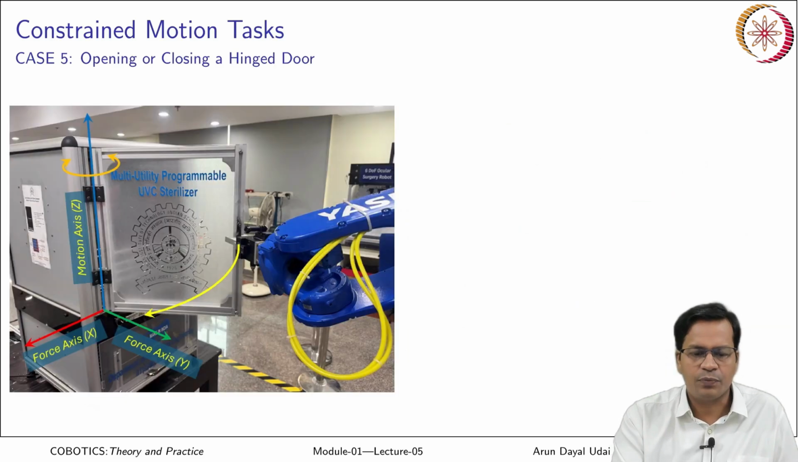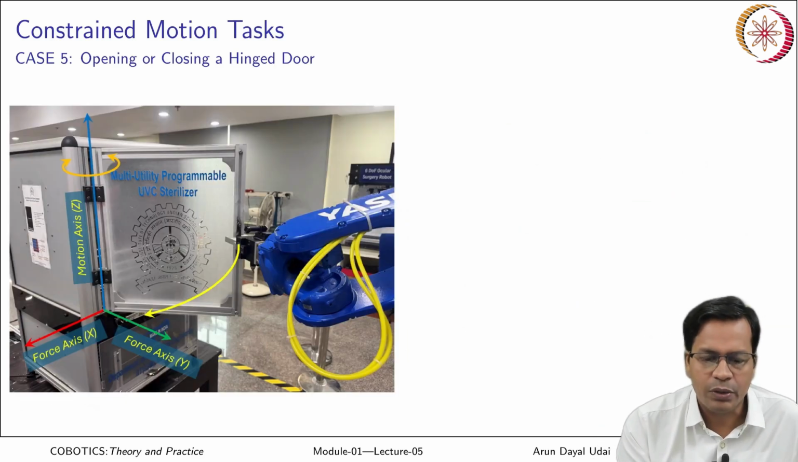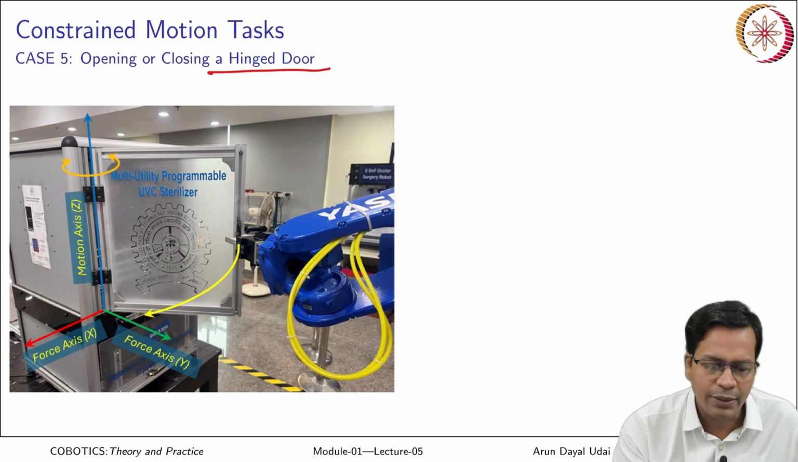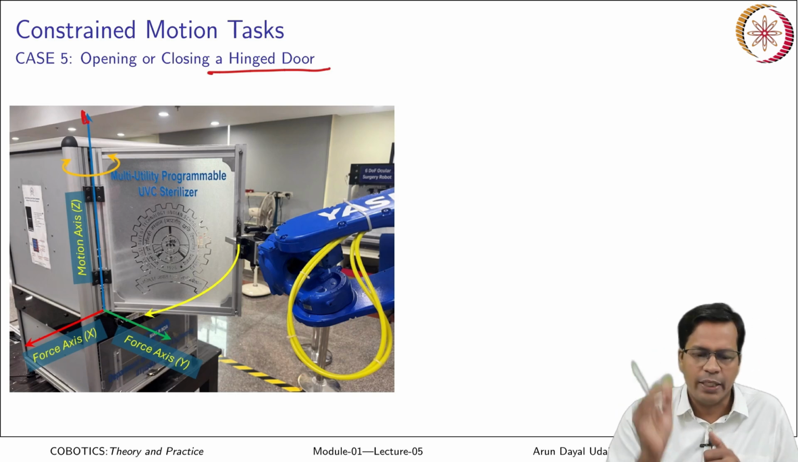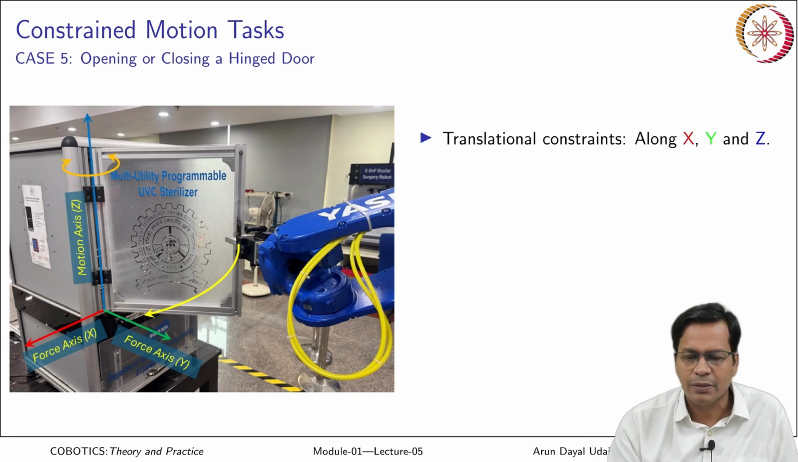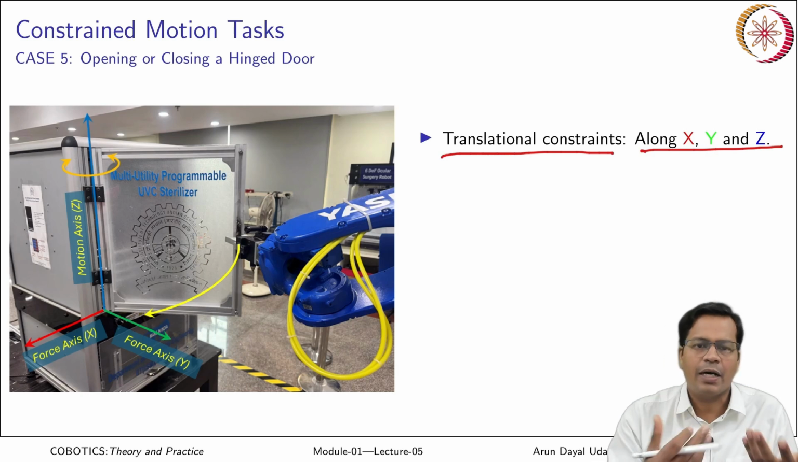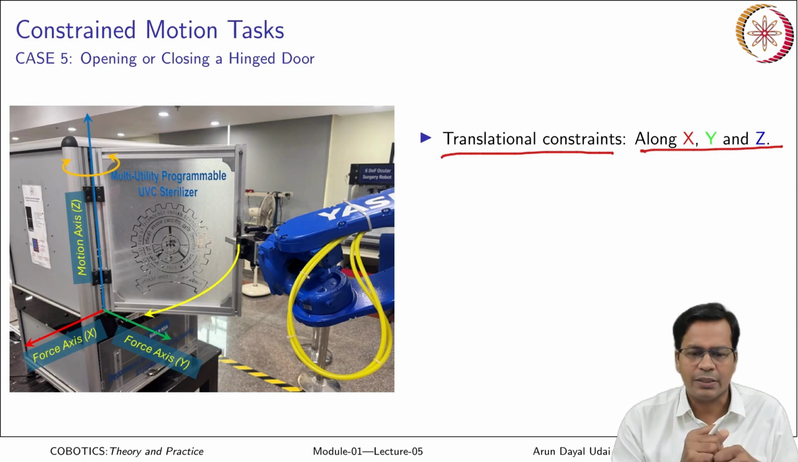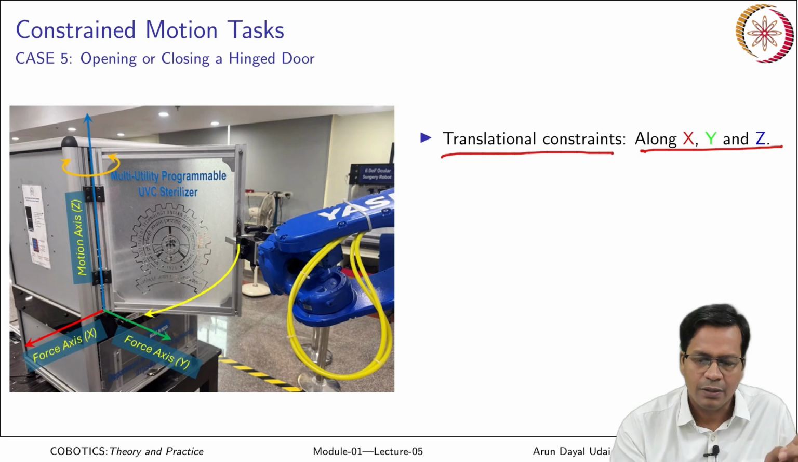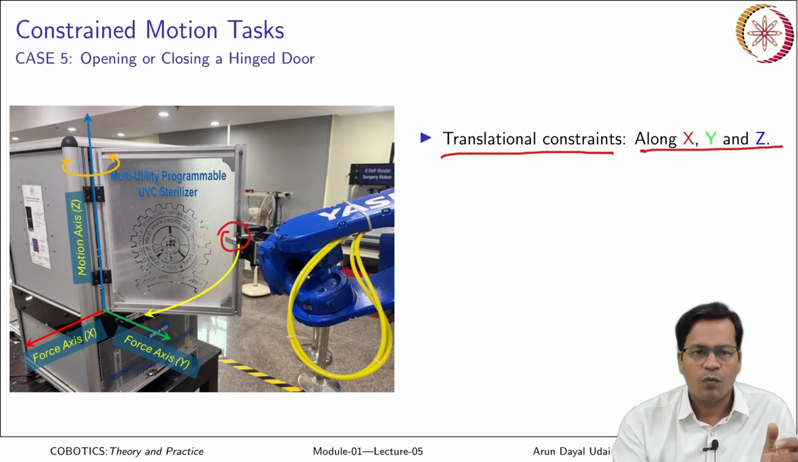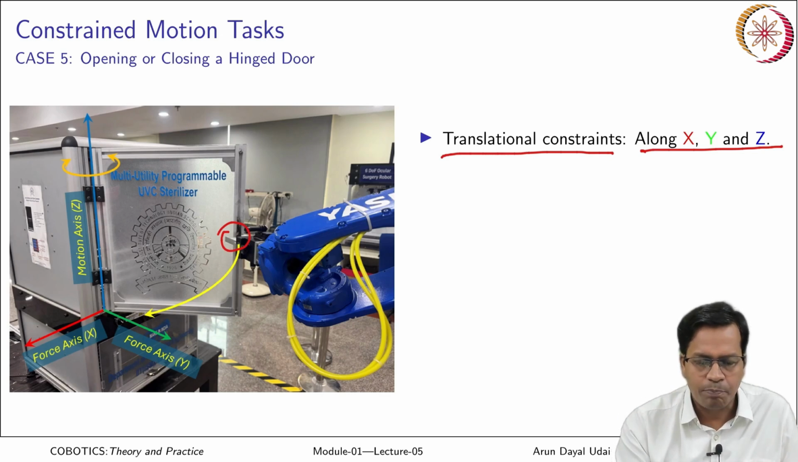Okay. So, this is case 4, and case 5 is opening and closing a hinged door. So, a hinged door has an axis about which it can rotate. Okay. So, again in this case there is translational constraint along x, y and z. Like the earlier one had a rotational constraint in all the directions, this one has translational constraint in all the directions. It cannot translate in any direction. Okay. But yes, this point where the robot is actually interacting with the door, actually that is supposed to move in an xy plane. Okay.